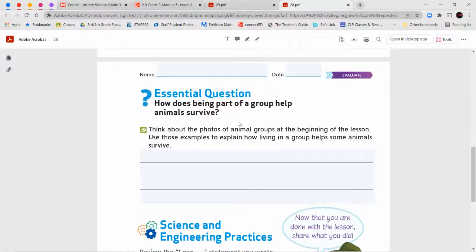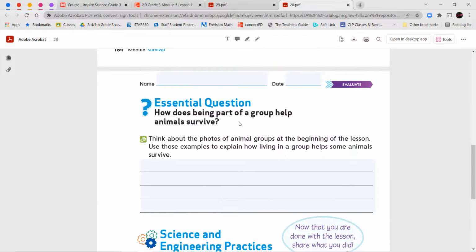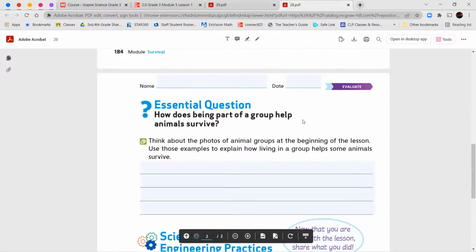And then we're going to think back to the beginning of our lesson, think about the photos of the animal groups at the beginning of the lesson, use those examples to explain how living in a group helps some animals to survive. Once you've completed that, you'll be done with this lesson. It was pretty short. Make sure you review all the information that we've gone over so that you're ready for your quiz on this lesson.